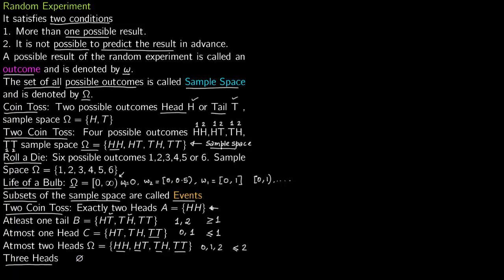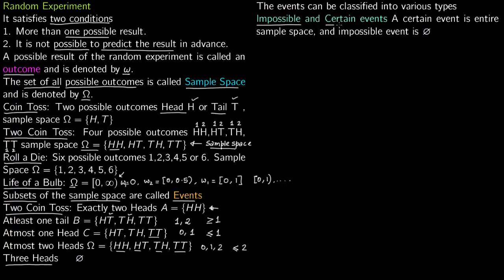Now the events can be classified into various types. So the first type is impossible and certain events. A certain event is the entire sample space. Sometimes you call a certain event a sure event also. And an impossible event is the null set. This symbol is also called phi or null set. So let us see an example.